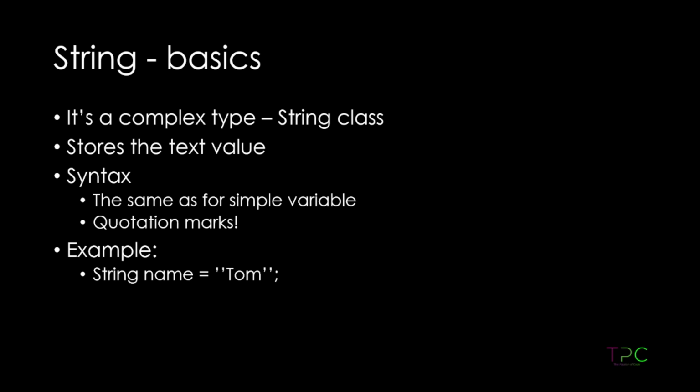Okay, let's move to the syntax. The syntax is the same as for simple variable. There's nothing more. The second thing, quotation marks. We need to remember when we put the value, the text, we need to round it by quotation marks. Okay, next, example. First of all, string, it's our type. Then we've got the name of our variable, assignment mark, and value between quotation marks. And of course, in the end, we need to remember about semicolon. That's all. Let's move on to the practice.